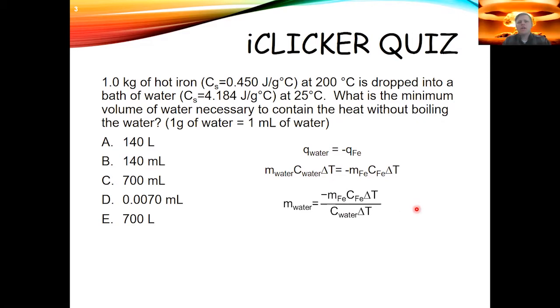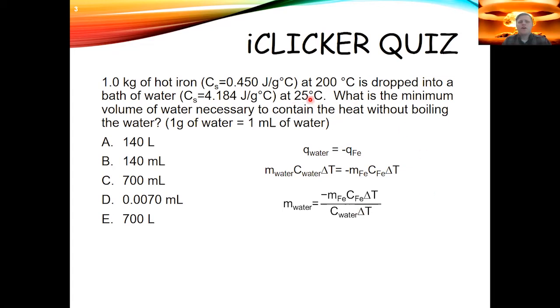And at this point, it's really just plugging in numbers, right? We've got our two heat capacities. We've got a heat capacity for iron, one for water. We do want to convert our mass of our hot iron from kilograms to grams. Why do we want to do that? Well, because our heat capacity is listed in grams, not in kilograms. So we'll convert that. We've also kind of got to figure out what our delta T is here, right?